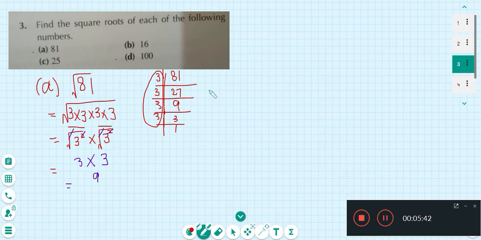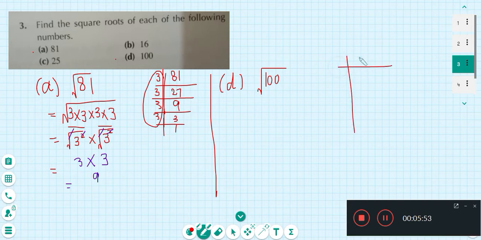Okay, next question, part D. So in part D we have 100. So we have to take the square root of 100. Again, find its prime factors. 100 can be divided by 2. 2 50s are 100, as 100 is an even number. Similarly, 50 is an even number, so it can be divided by 2.